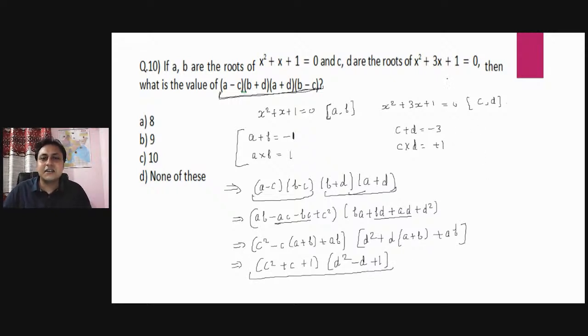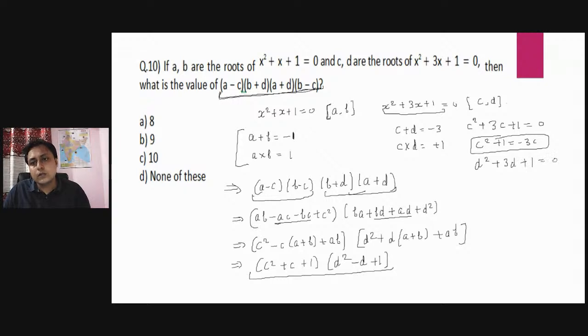So guys, it is given in the question that the roots of this quadratic equation are c and d. Because c is the root of this quadratic equation, we can put x equals c in this quadratic equation, right? So c square plus 3c plus 1 equals 0. So c square plus 1 should be equal to minus 3c. Similarly, d is the root of this quadratic equation, so d square plus 3d plus 1 equals 0. So d square plus 1 should be equal to minus 3d.